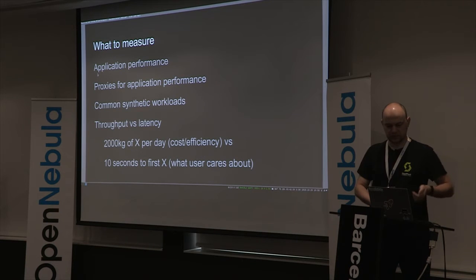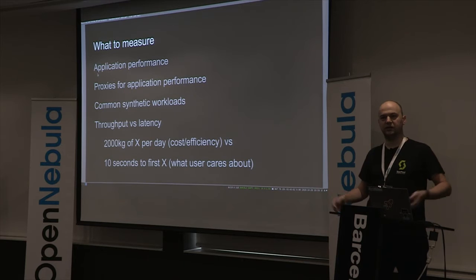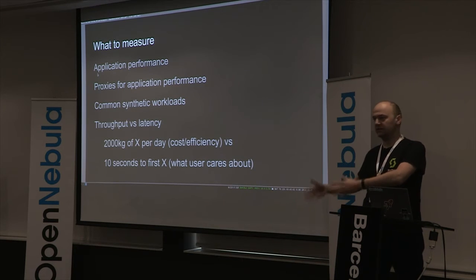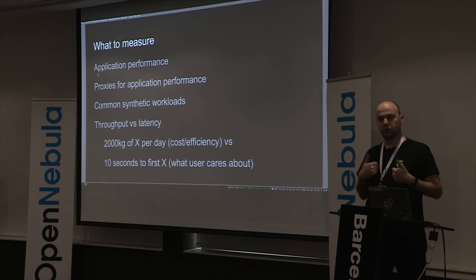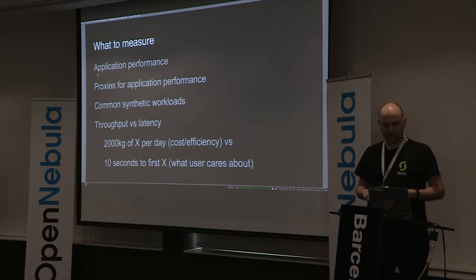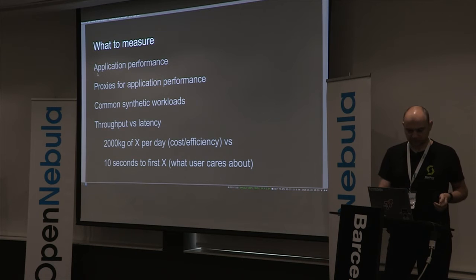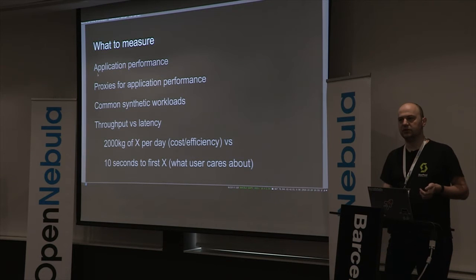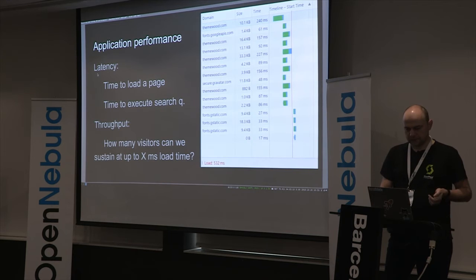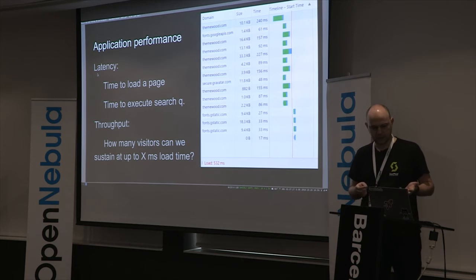So throughput is 2,000 kilos of apples per day. You can think of it, you are a market and you order apples and they arrive and you sell 2,000 kilos of them every day. Latency is usually what users care about. It's, how fast can I get the first apple and eat, right? Or load the page or whatever. Most published benchmarks of lots of systems out there focus on throughput, not on latency, which is stupid.